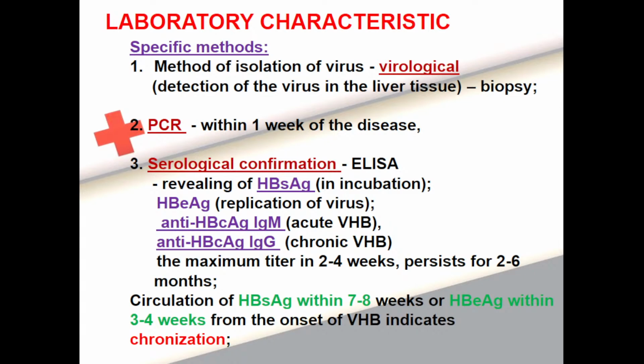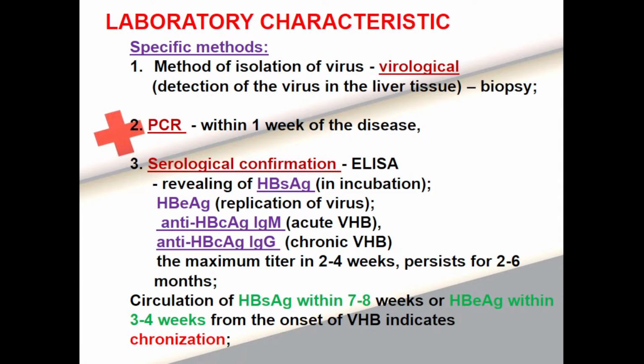Laboratory characteristics, specific methods. Virological method: detection of virus in liver tissue biopsy, not really recommended. But PCR is a good idea. Within the first week of the disease, it's already positive. Serological confirmation: ELISA reveals HBs antigen already in the incubation period.